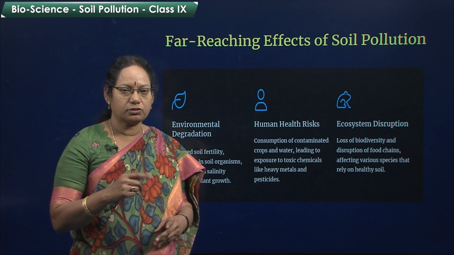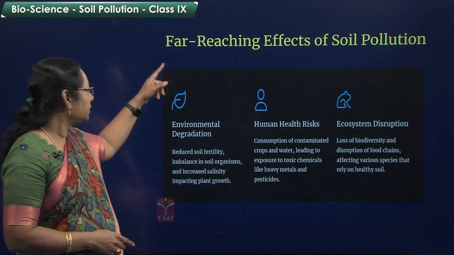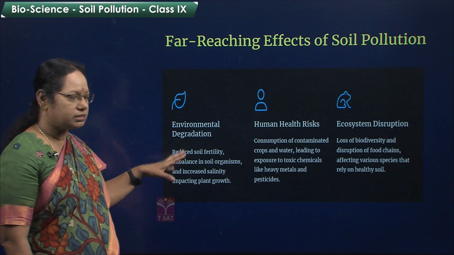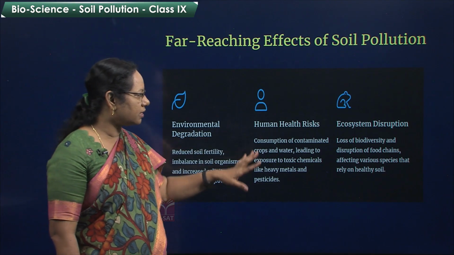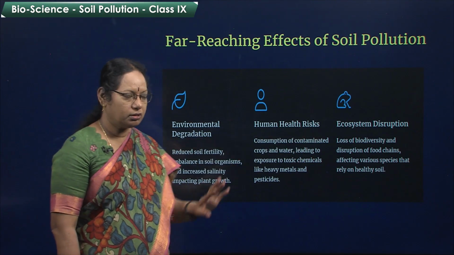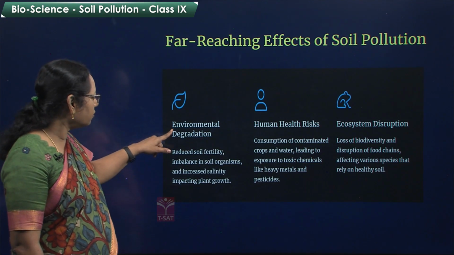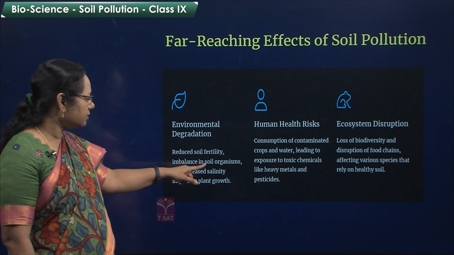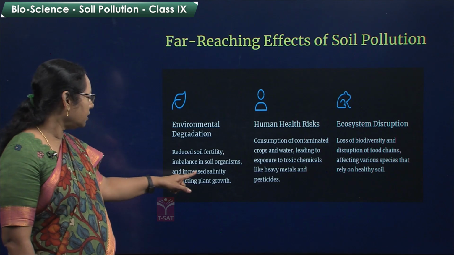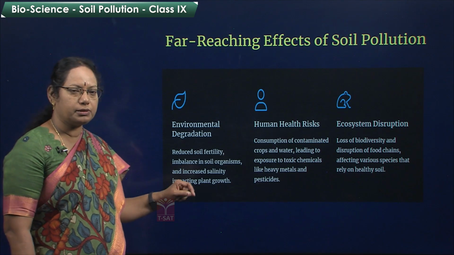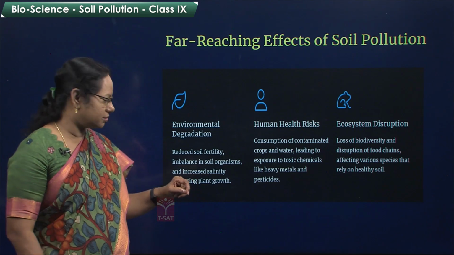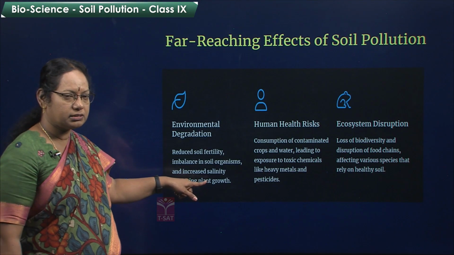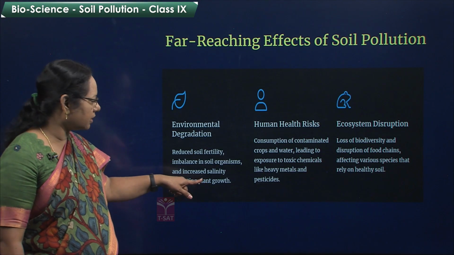Now, what are the effects of soil pollution? It causes environmental degradation. Environment quality is degraded, human health risks are there, and the ecosystem is also disturbed. In environmental degradation, soil fertility is reduced, there is imbalance in the soil organisms, and increased salinity. Increased salinity means salt content is increased, impacting plant growth. So, salt is increased in the soil, so plant growth is retarded.